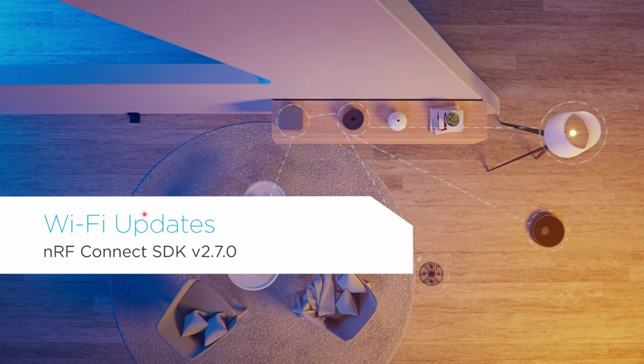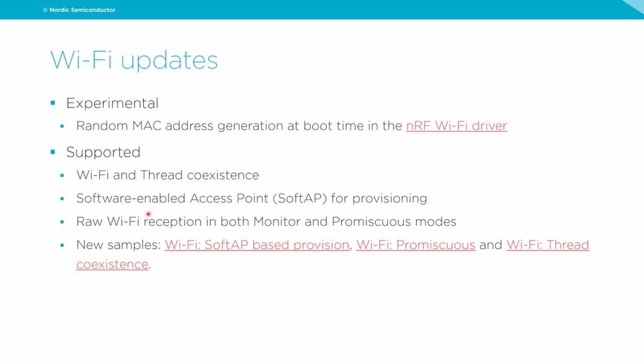All right, moving on to Wi-Fi. First thing is that we have added random MAC address generation at boot time as experimental, and this was added in the nRF Wi-Fi driver. So MAC randomization essentially helps ensure privacy. It conceals the original MAC address. It makes it significantly harder to track a device based on its MAC address, especially when it's connected to public access points. There are also some new supported features.